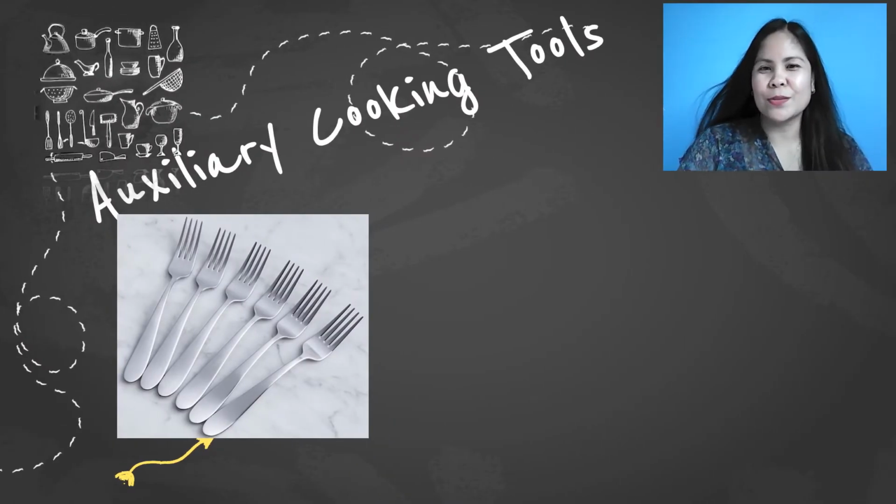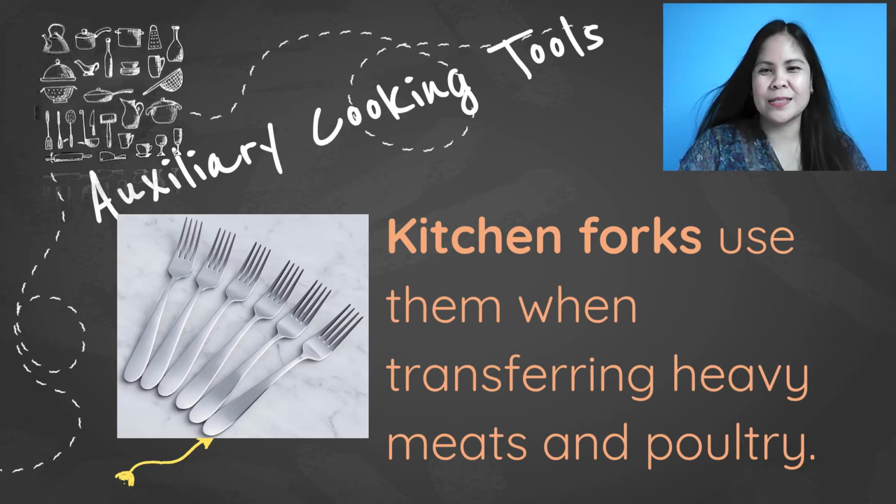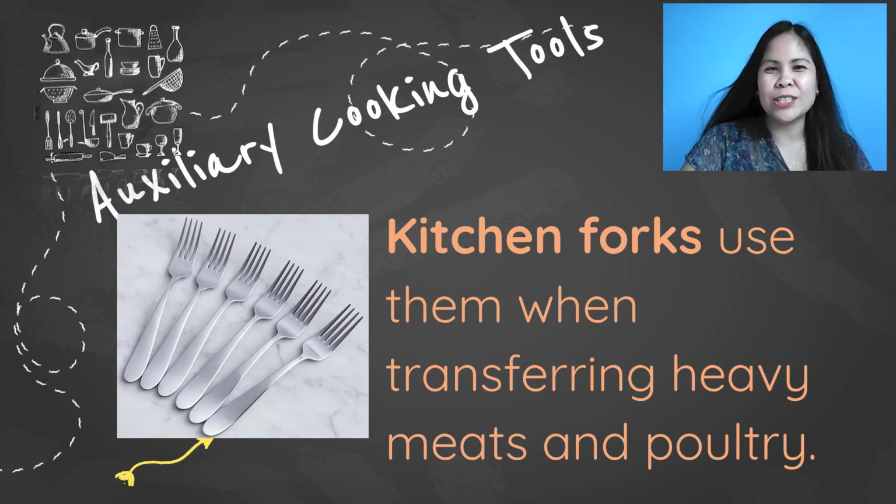Another auxiliary tool is the kitchen fork. They are used when transferring heavy meats and poultry. In cutlery or kitchenware, a fork is a utensil now usually made of metal, whose long handle terminates in a head that branches into several narrow and often slightly curved tines with which one can spear the foods, either to hold them, to cut with a knife, or to lift them to the mouth.